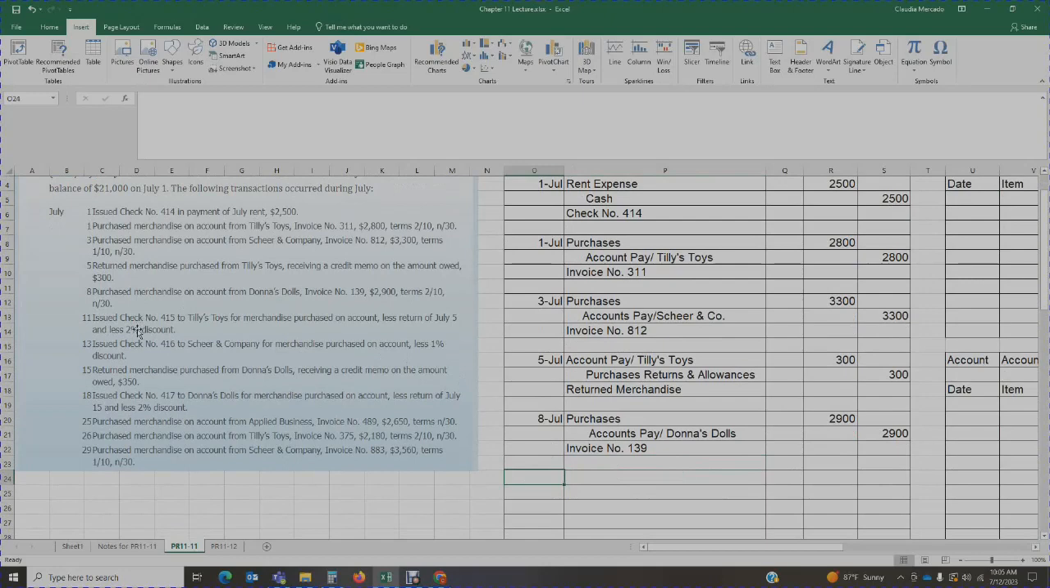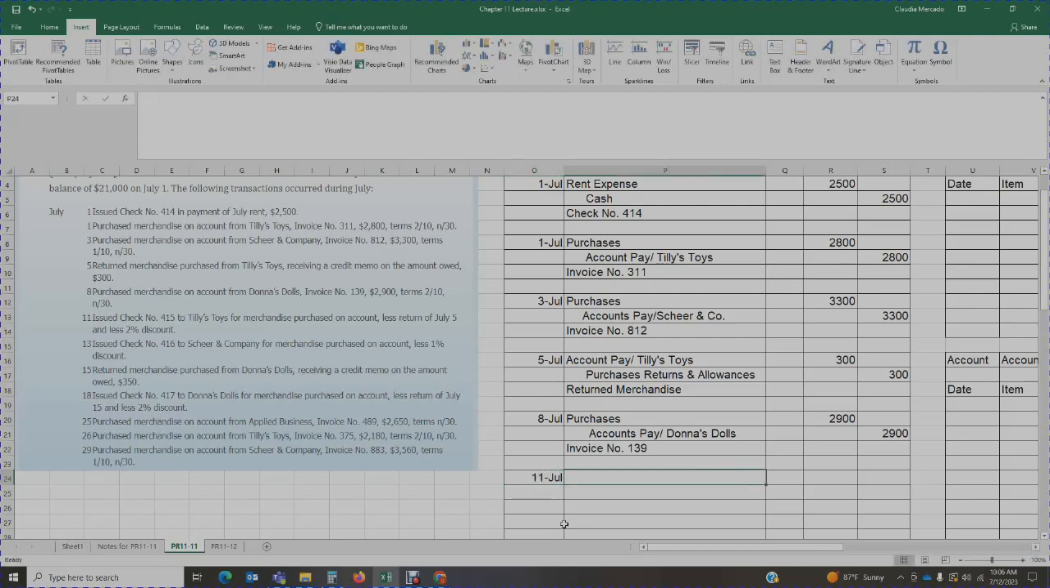On the 11th, it says that we issued check number 415 to Tilly's Toys for merchandise purchase on account, less the return of July the 5th, less a 2% discount. So now we are paying Tilly's Toys. And if we recall from the transaction on July the 1st, if we pay within 10 days, we get a 2% discount. Okay, so that is why we have that 2% discount here. So this is happening as of July the 11th.